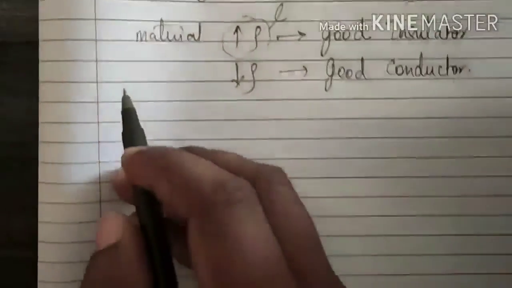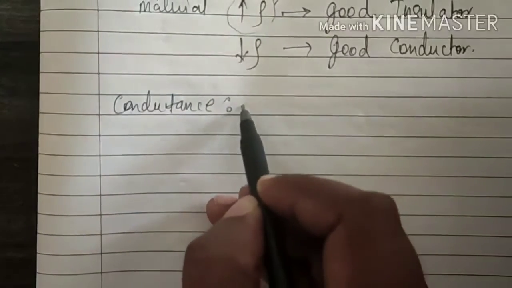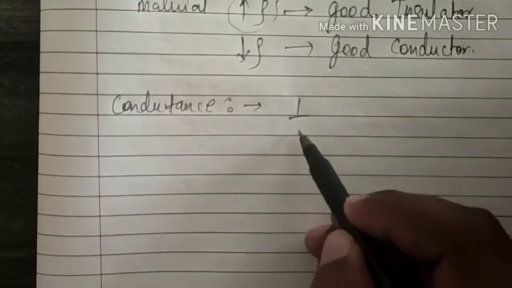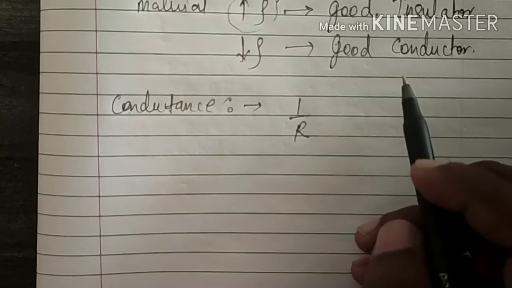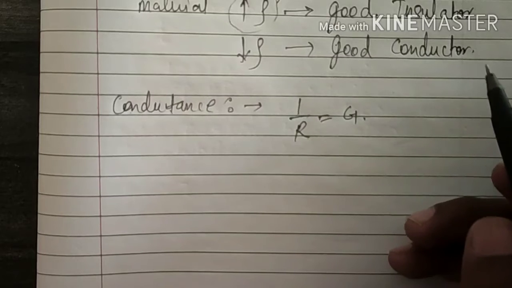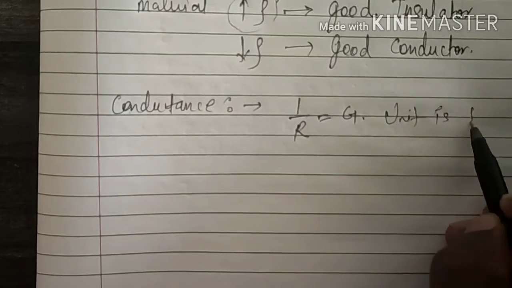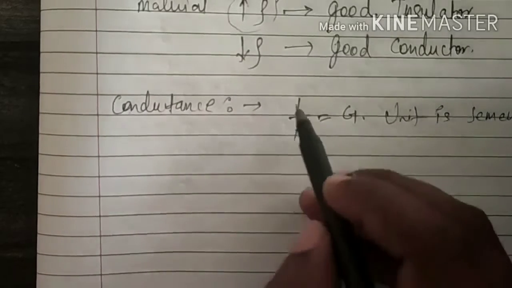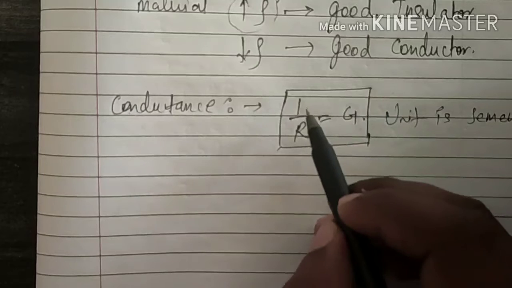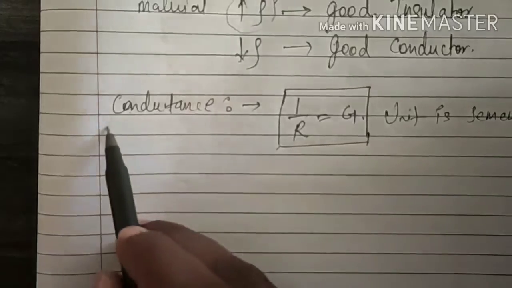Then we have the next terminology, that is called conductance. So what is conductance? Conductance is defined as the reciprocal of the resistance value. It is denoted by the letter G and its unit is Siemens. So what does conductance mean? It is the reciprocal of the resistance, so it is called the conductance.